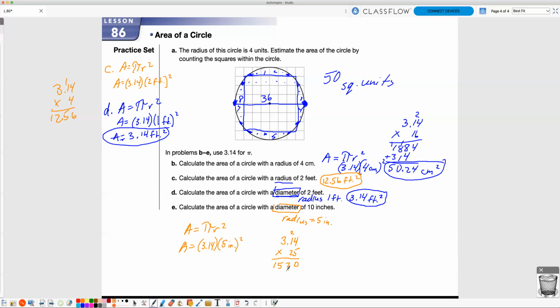2 times 4 is 8. The 8 goes right underneath the 2. 2 times 1 is 2. 2 times 3 is 6. And I need to add those together. I ended up with 0 here. This would be 15. Carry the 1. 6 plus 2 makes 8. And 6 plus 1 makes 7. Decimals 2 places. So I need to move it this direction 2 places. So the area of this particular circle with a diameter of 10 inches is going to be 78 and 5/10 square inches. So 78 and 5/10 square inches would be the answer to that one.